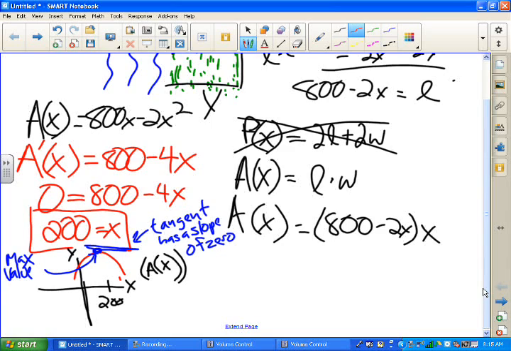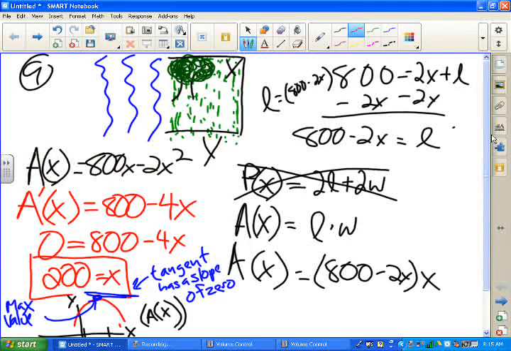Well, to find the dimensions of this, what we would need to do is let x equal 200 and plug it back into our picture. So the width is actually x.